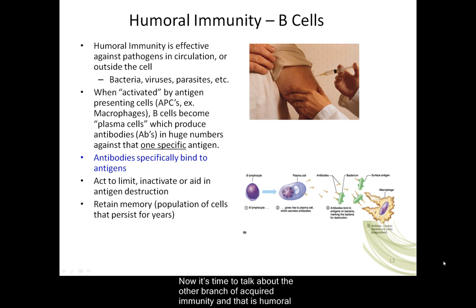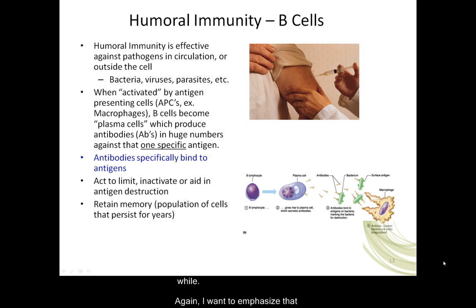Now it's time to talk about the other branch of acquired immunity, and that is humoral immunity. This immunity is conferred by the B cells in your body. B cells provide protection against foreign antigens that are in your circulation or outside of a cell. These antigens may arise from bacteria, viruses, or parasites, just to name a few. When the B cell becomes activated by an antigen-presenting cell, such as the macrophage, or activated by a helper T cell, the B cell will mature into a plasma cell.